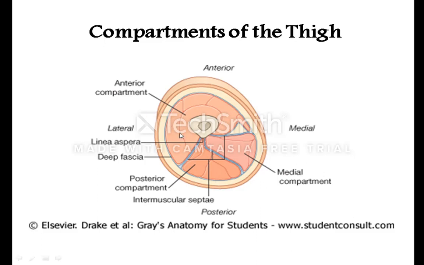Again, this is the anterior compartment, and you see the different muscles of the anterior compartment. This is the posterior compartment containing the hamstring muscles, and this is the medial compartment.